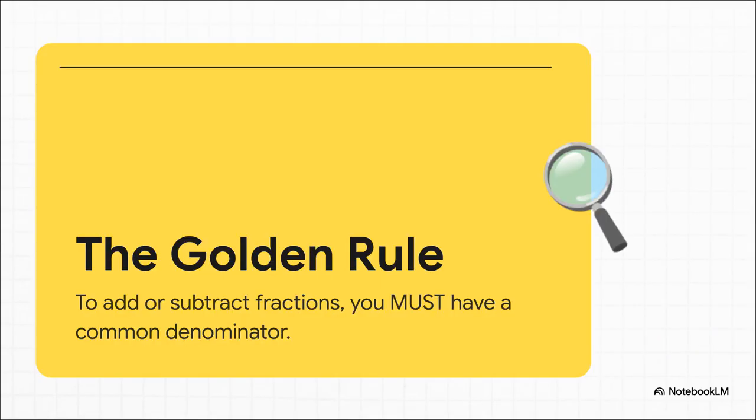And here it is. This is the golden rule. It's the exact same rule you learned with regular old number fractions, probably back in elementary school. If you want to add or subtract fractions, the bottom parts, the denominators, have got to be the same. Period. No exceptions. This is the key to this entire process.